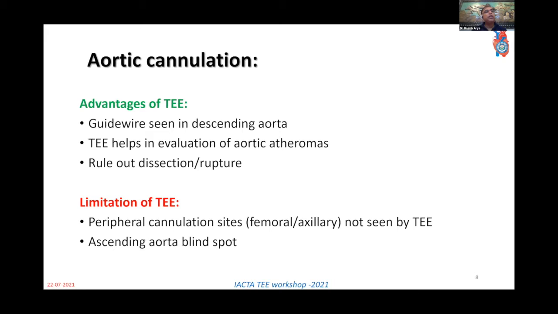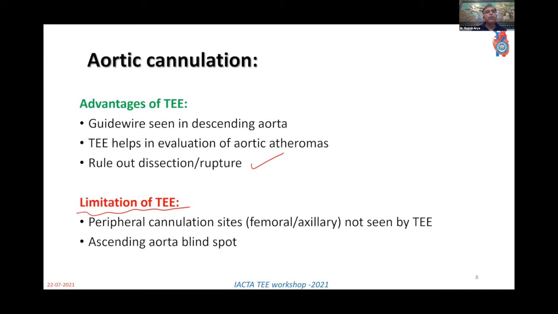Coming to the aortic cannulation. Aortic cannulation is done in most of the cardiac surgical procedures, where open heart or even in other cases also. The TE gives an advantage that we can see the guide wire in the descending aorta, as most of the surgeons nowadays put cannula over the guide wire. TE helps us to evaluate different aortic atheromas. It rules out the dissection or rupture if there is any complications.